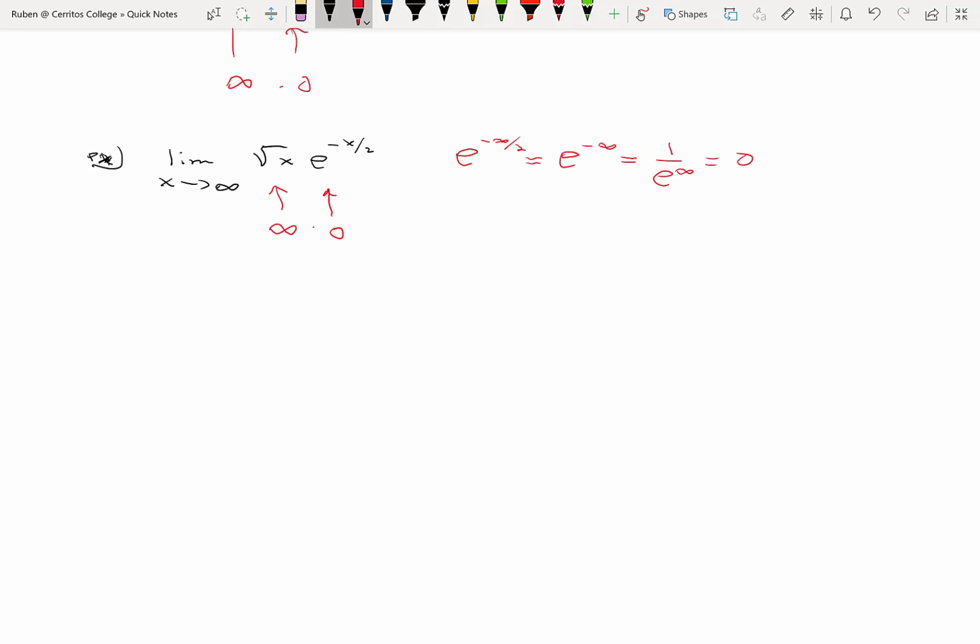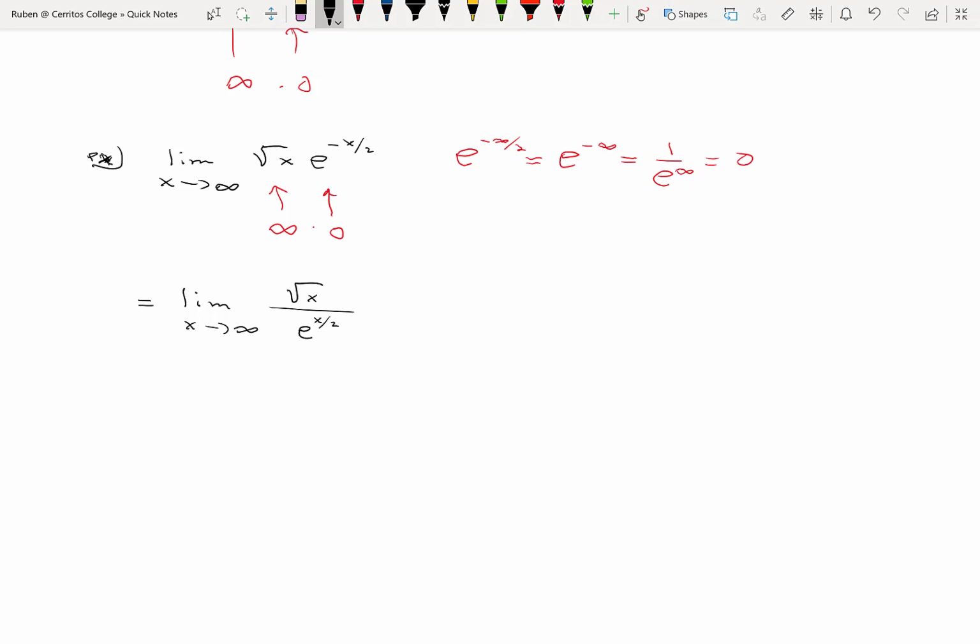Now remember, just like the infinity minus infinity case, we can't apply L'Hopital's rule directly to this indeterminate form. If we're going to use L'Hopital's rule, we have to transform our function into one of the two indeterminate forms, either infinity over infinity or 0 over 0. Now, that e to the minus x over 2, I can pop into the denominator. I can write it in the denominator with a positive exponent.